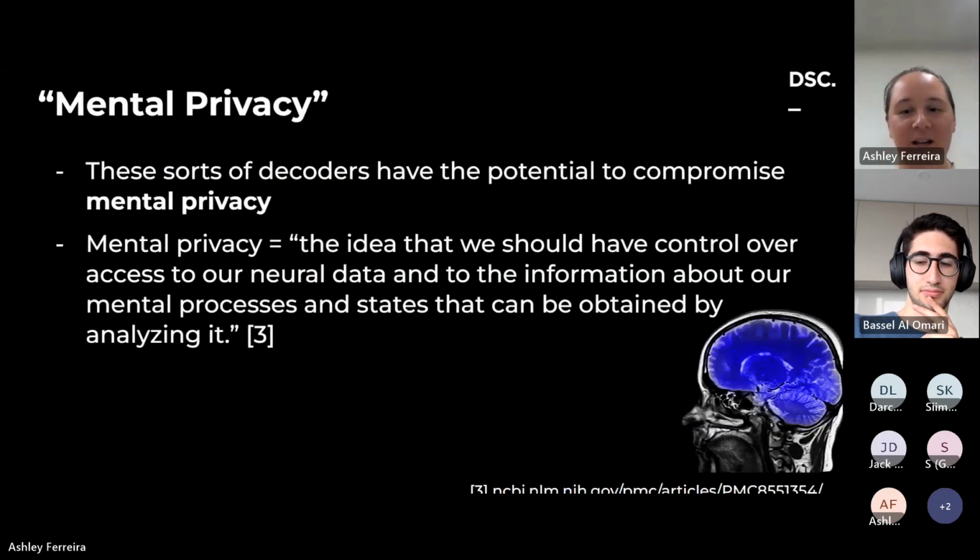Now, in terms of hazards, there's one big one that we'll just be talking about here called mental privacy, because these sorts of decoders have the potential to really compromise it. And the definition of it is the idea that we have control over access to our neural data and the information about our mental processes and states that can be obtained by analyzing it.